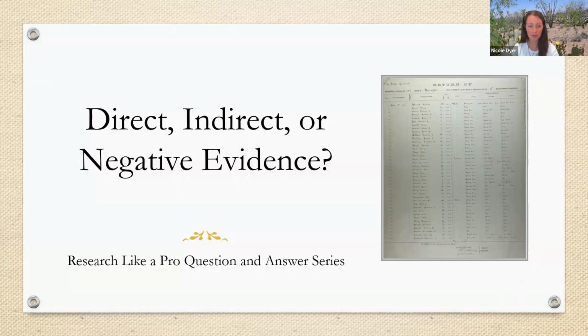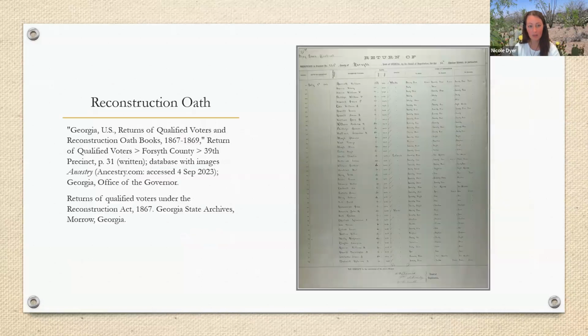Today we're talking about direct, indirect, or negative evidence. And this was a great question that was submitted during our Research Like a Pro study group and during the assignment to analyze your current sources to see what kind of evidence you have and analyze your sources and information. So the question focuses on a really cool document called the Reconstruction Oath and Return of Voters. And this is from Georgia.